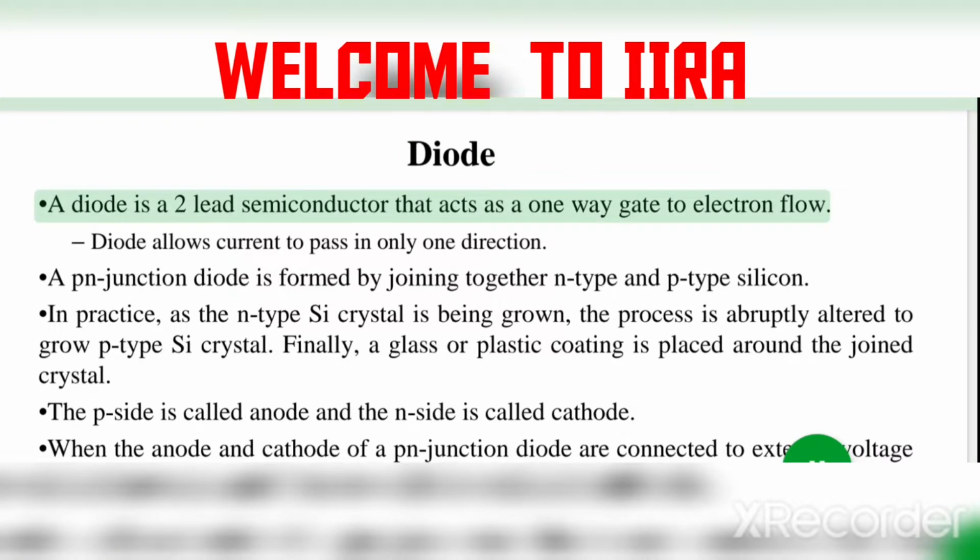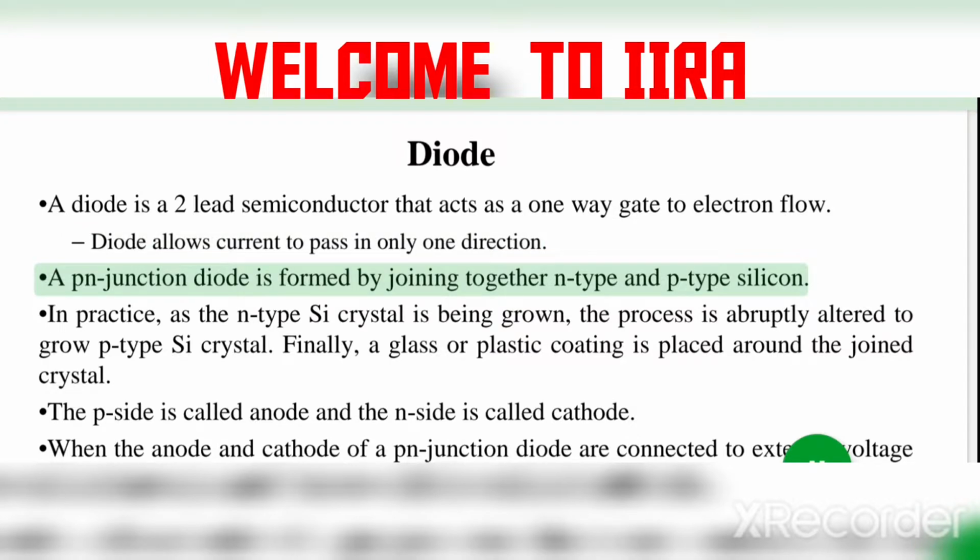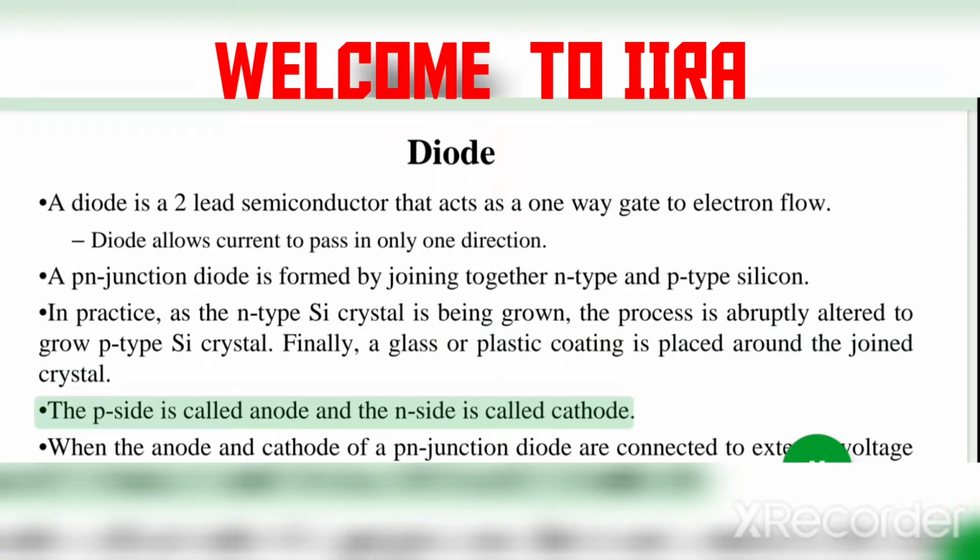Diode. A diode is a 2-lead semiconductor that acts as a one-way gate to electron flow. A diode allows current to pass in only one direction. A p-n junction diode is formed by joining together N-type and P-type silicon. In practice, as the N-type silicon crystal is being grown, the process is abruptly altered to grow P-type silicon crystal. Finally, a glass or plastic coating is placed around the joined crystal. The P side is called the anode and the N side is called the cathode.